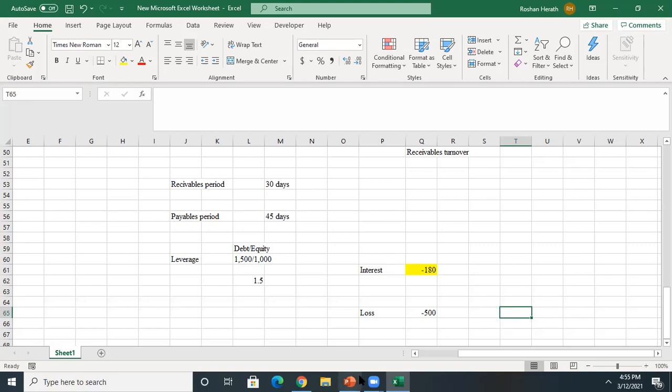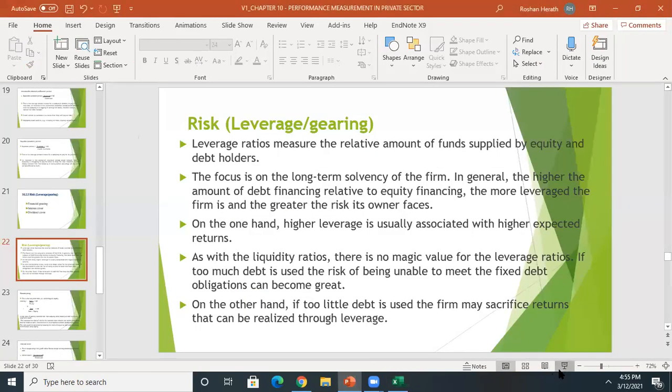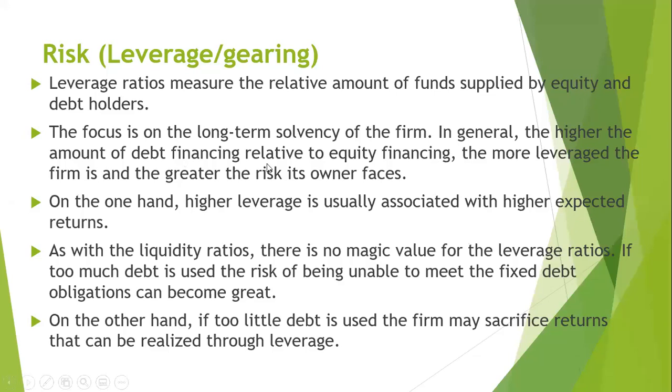So that is about the leverage, right? In general, the higher the amount of debt financing relative to the equity financing, the more leveraged the firm is and the greater the risk. On the other hand, higher leverage is usually associated with higher expected return. So if the economy is doing really well, if you are in an economic boom, it generates higher returns, high profits, because your equity is less but the return is high. As with the liquidity ratios, there's no magic value for the leverage ratio.